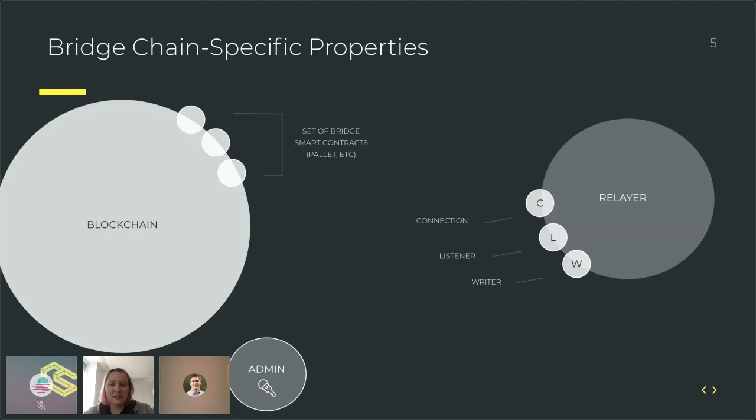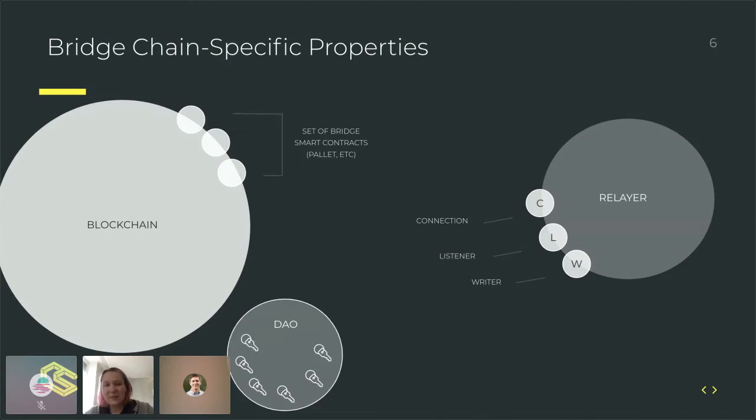Additionally, you can actually use a DAO instead of an admin or use a multi-sig. A good example would be the Avalanche bridge. They actually have a multi-sig to control their bridge contracts. But you can spin up pretty much anything that would fit into the smart contract to have some sort of governance on top of your admin in the blockchain.